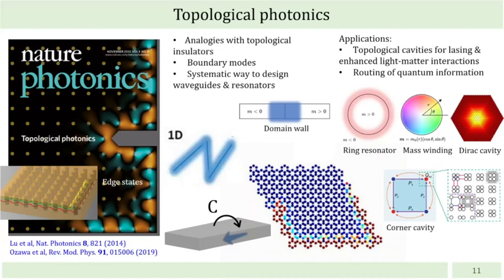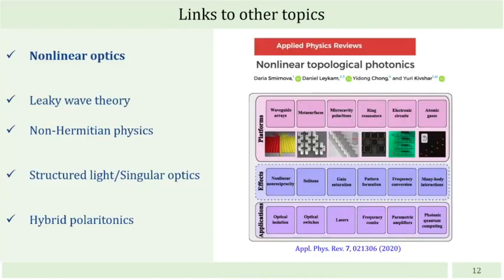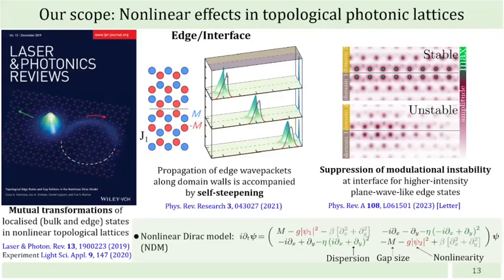So we can create waveguides based on domain walls, or we can design resonators, cavities, using enclosed domain walls, or more complicated mass winding, or higher-order topological phases which can confine light to the corners. And of course, optical nonlinearities can give rise to a plethora of interesting effects in topological photonic systems. We describe them in our review article, summarizing developments up to 2020. Since then, a lot of new experimental observations appeared of topological solitons and frequency combs, but from our own perspective, we studied nonlinear effects both in the bulk of topological photonic lattices and nonlinear dynamics along the edges.